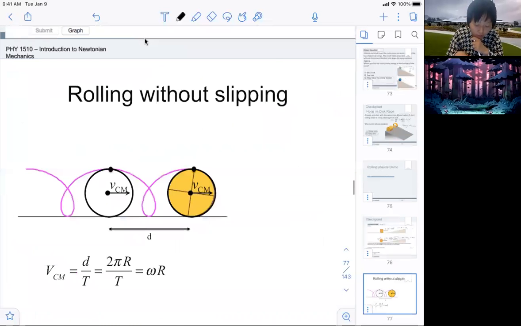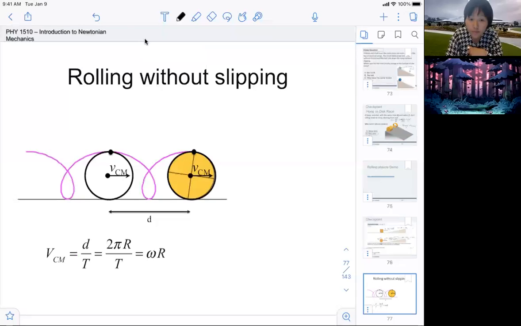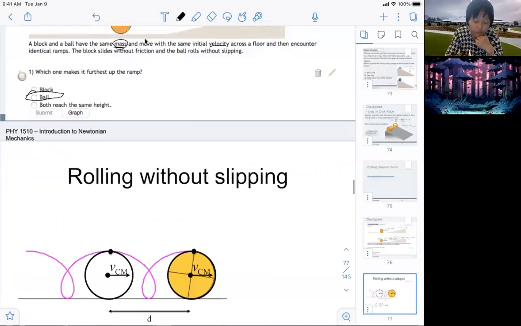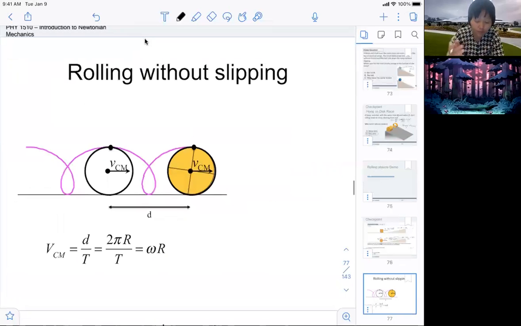Okay, when an object is rolling without slipping, there is one extra relationship between the center of mass velocity and the angular velocity. Previously, we were writing v and omega, right? We treated them as two different objects. But when they're rolling without slipping, these two are actually related. If you know one, you know the other. So how do we find out the relationship between them?